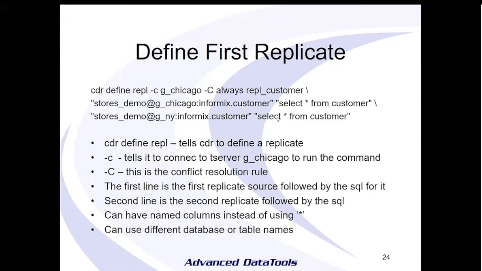And then the next part is our other target. So our second target for this is going to be stores demo G_New York Informix own customer table. Again, select star from customer. So we're telling it from Chicago, we're looking at the customer table, we're selecting everything from it. New York customer table, selecting everything from it.